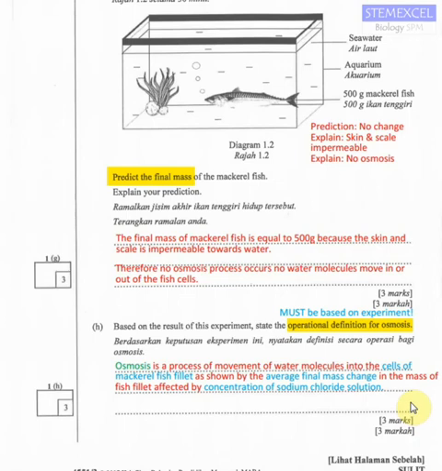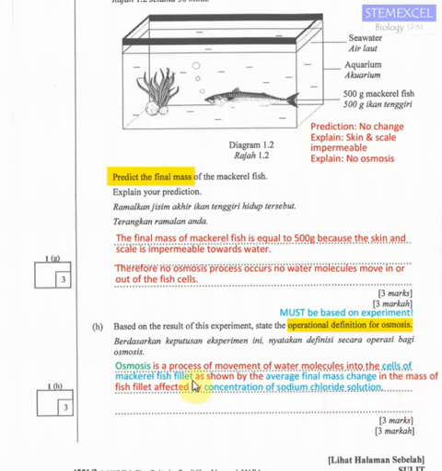And one of the most challenging sections in paper 3 is to provide an operational definition. So when it says operational definition, it means that the definition has to be based on the experiment that is being conducted. In this case, you are required to provide an operational definition for osmosis. So you can say something like this. Osmosis is a process of movement of water molecules into the cells of the mackerel fish fillet.